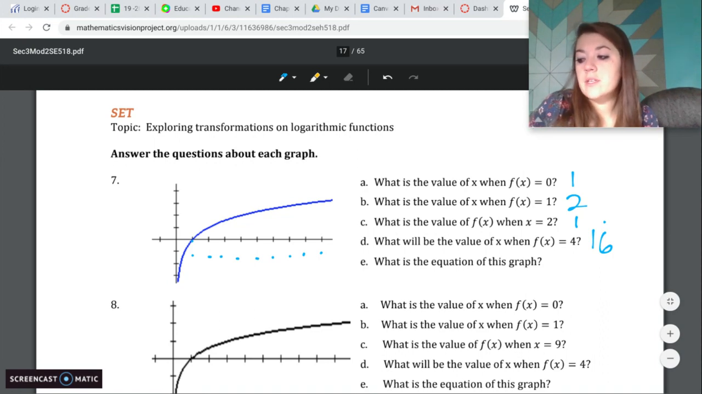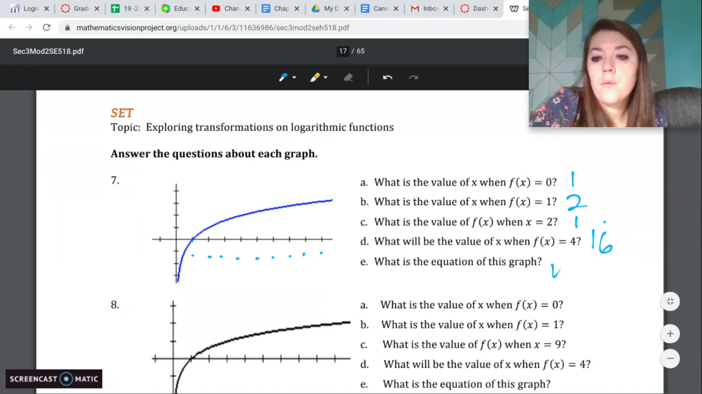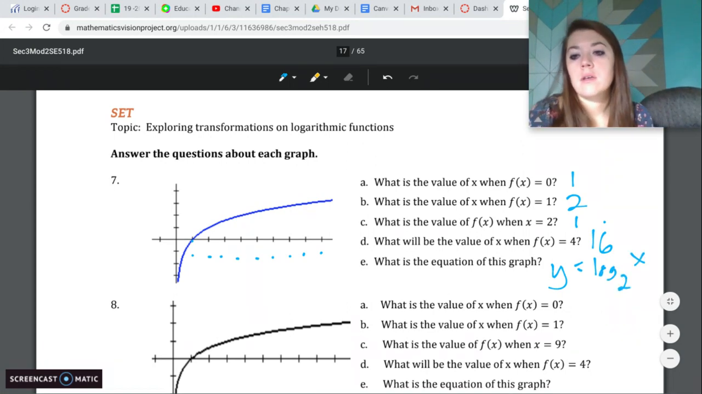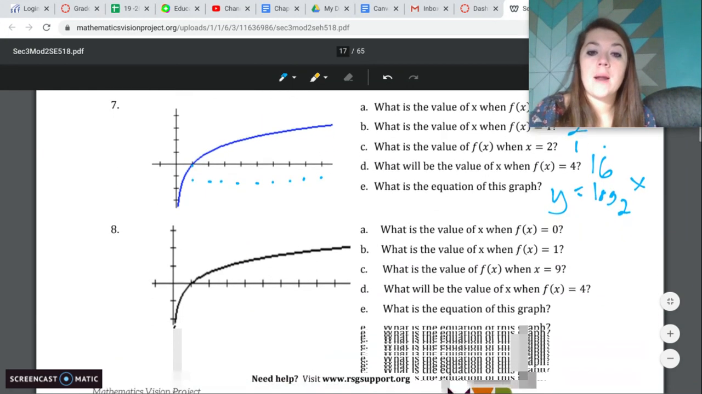So the equation for this graph would be y equals log base 2 of x. When we take 2 to the first power, we get 2. When we take 2 to the 0 power, we get 1. When we take 2 to the 4th power, we're going to get 16. So there is what we're looking at. You guys will do the same thing for number 8.